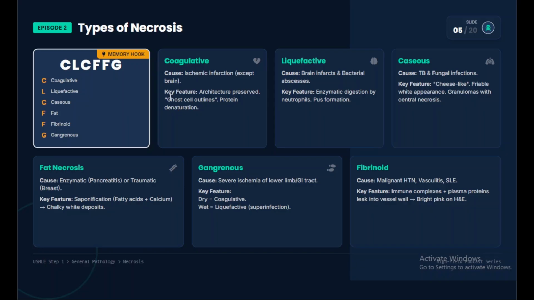Now, if I talk about wet gangrenous necrosis, wet gangrene occurs when bacterial infection is superimposed on the ischemic tissue. The bacteria and neutrophils release enzymes that digest the tissue, and this converts the tissue into liquefactive necrosis. Wet gangrene is actually coagulative necrosis plus superimposed infection, and that causes liquefaction. Right? So I think I'm clear at this moment.